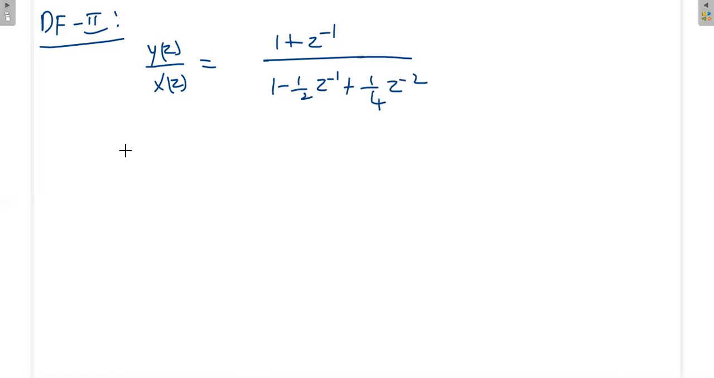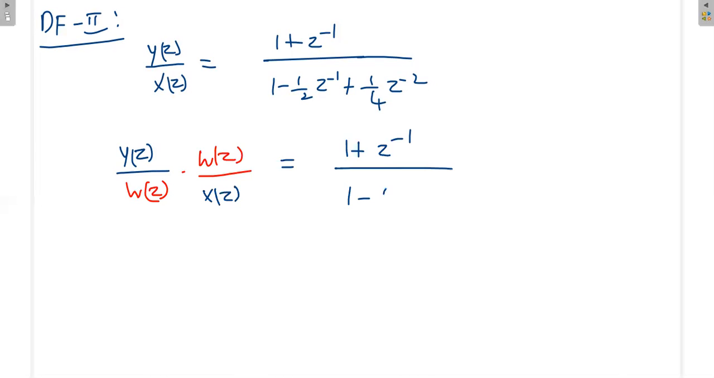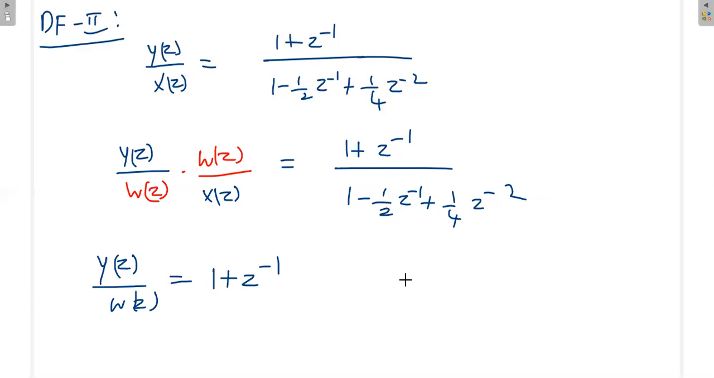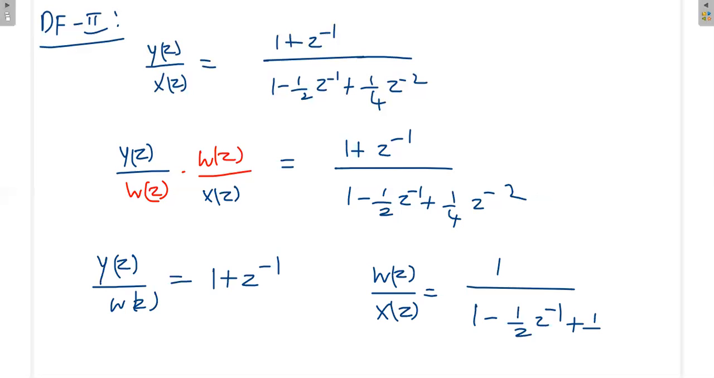We know that for the direct form 2 structure, we'll be assigning the temporary variable like this: y of z divided by w of z, again multiplied with w of z divided by x of z. Okay, so we are just multiplying and dividing by w of z. Then what is y of z divided by w of z? Just take the numerator, 1 plus z inverse. For the second one, w of z divided by x of z, take the denominator, that is 1 minus 1 by 2 z inverse plus 1 by 4 z power minus 2.